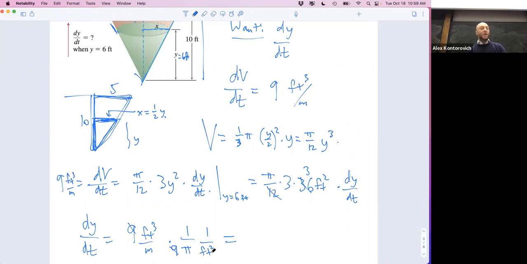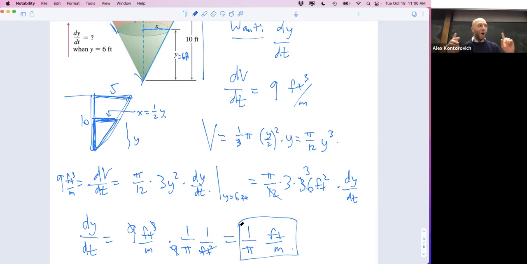Feet cubed on top, feet squared on bottom. That is why it's good to keep the units, so you can check at the end whether the units you've come up with have canceled out in the right way and make sense. What we're left with is 1 over pi. It's about 1/3 feet per minute. The height is changing about a third of a foot per minute when the height is 6 feet. That's the answer: 1/π feet per minute. Did anybody get that?